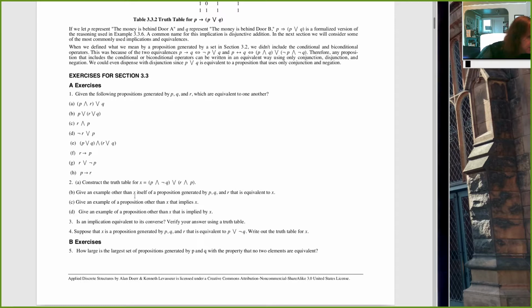Construct the truth table for the following expression. You can construct a proposition using the symbols P, Q, R. For part B, give an example other than X of a proposition generated by P, Q, and R that's equivalent to X. So yeah, write an expression involving P, Q, and R, negation, conjunction, disjunction, in parentheses.